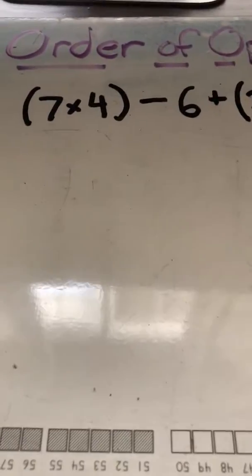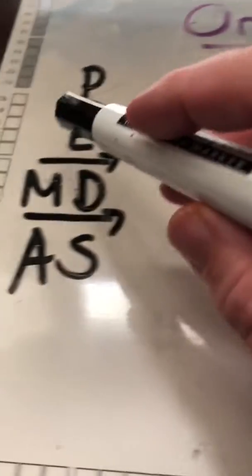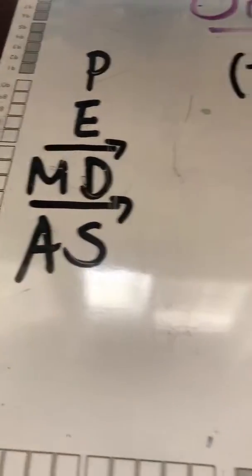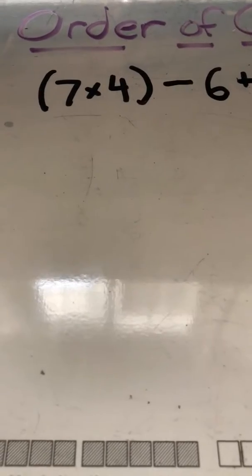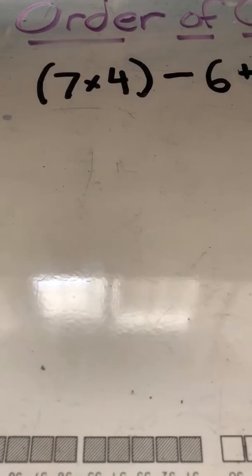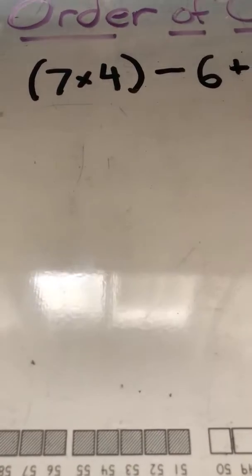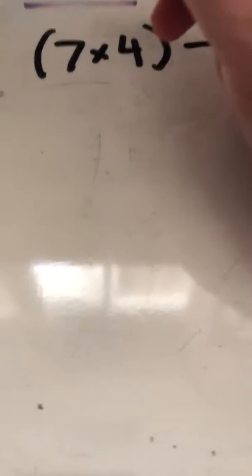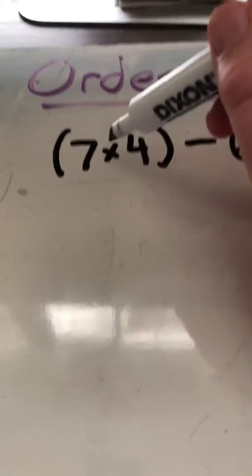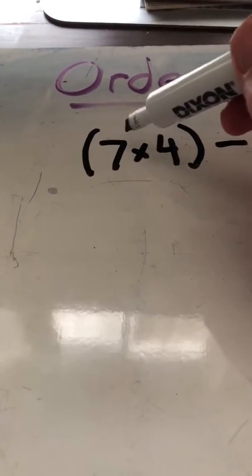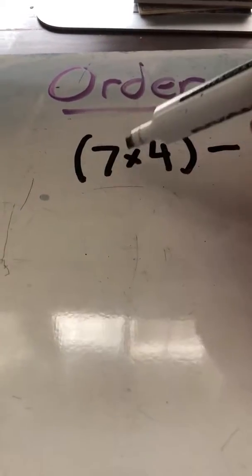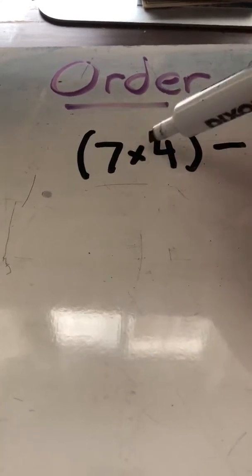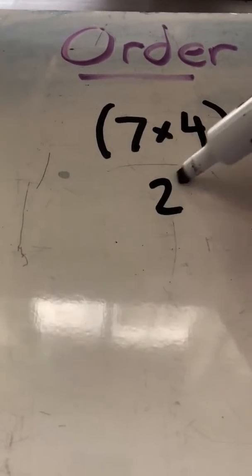So if I'm working out this problem, what I always do is, again, I look at my order. I'm going to start with the parentheses. And what I try to do is not only follow the order of operations, but in order to keep my problem neat and organized, I try to pick out just one operation to work at a time. So in this case, I'm going to start with my first set of parentheses and only focus on this. So I have 7 times 4 is 28.